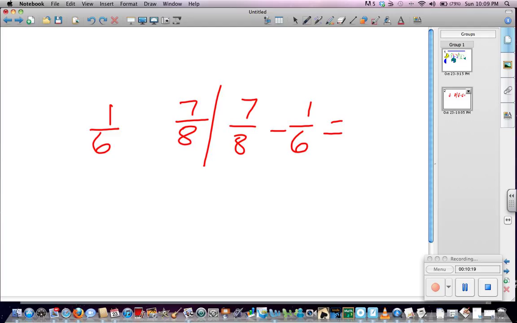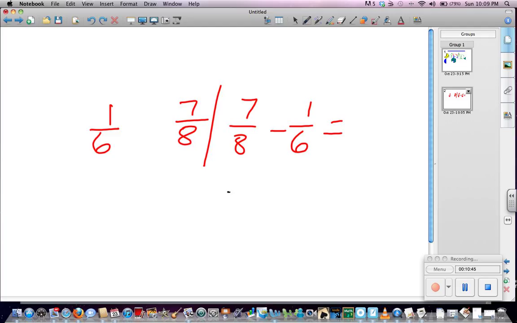So if we were going to subtract 1/6 from 7/8, once again we need to find common denominators. Subtraction works the same way as addition. You're going to need to rewrite your equation with common denominators, only this time instead of adding, you're going to subtract. So go ahead and pause the screen, try this one out, and come back as soon as you're ready to see how you did.